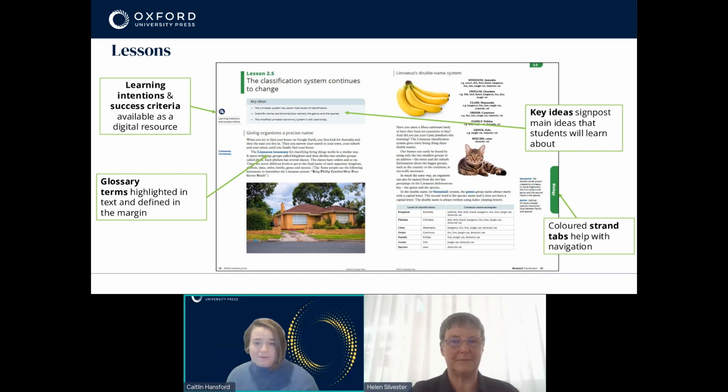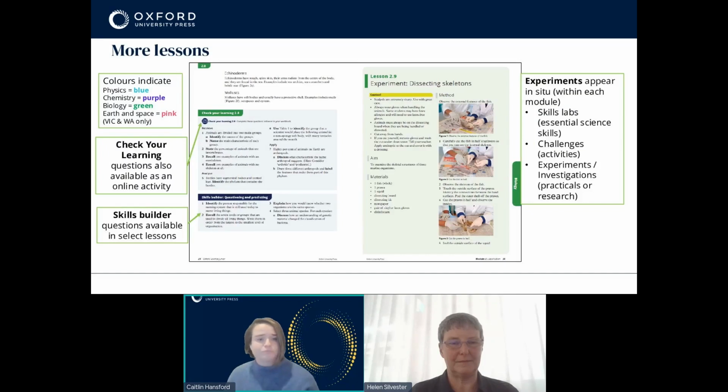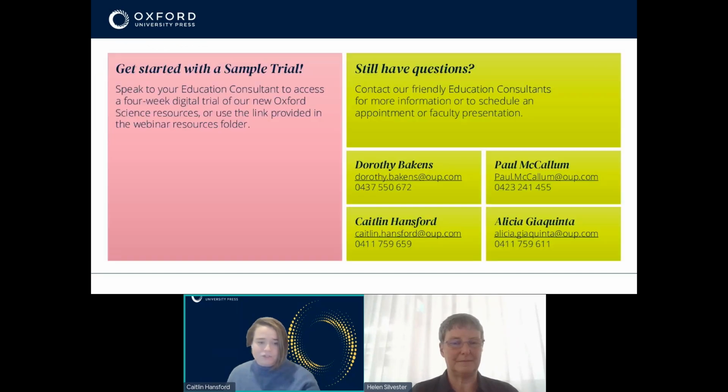You can see these numbers up here. We've color-coded. So, for example, biology is green, chemistry is purple, earth and space is pink. You can easily identify in the book what you're looking for. As I mentioned, experiments are in situ. So if you do have any queries, please do reach out.